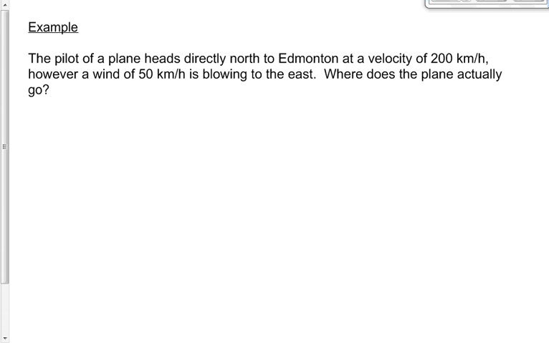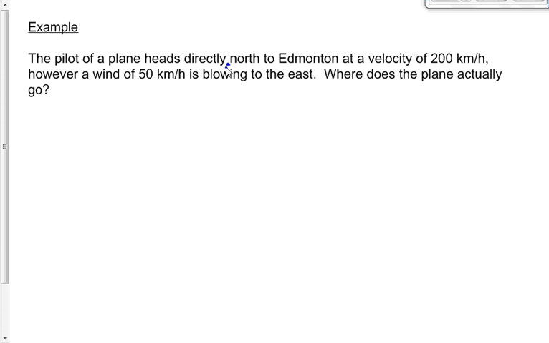Then it's easy. The pilot of a plane heads directly north to Edmonton at a velocity of 200 kilometers per hour, but there's a wind blowing to the east. Where does the plane actually go? We've got three vectors here. We've got where the pilot of the plane is heading, we've got where the wind is blowing, and then we've got where the plane actually ends up going. This one here, 200 kilometers per hour to the north. Is that a solid or a dotted line vector?